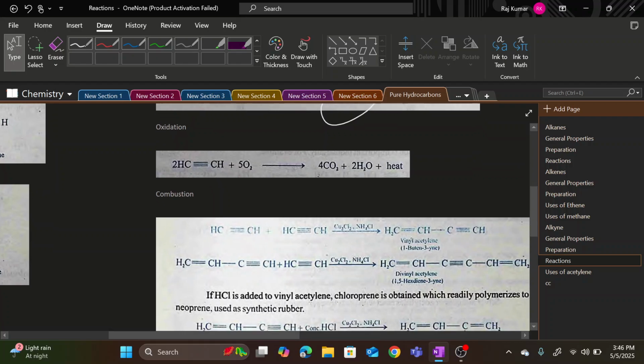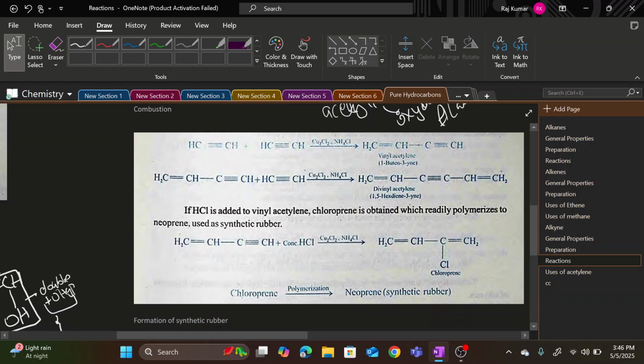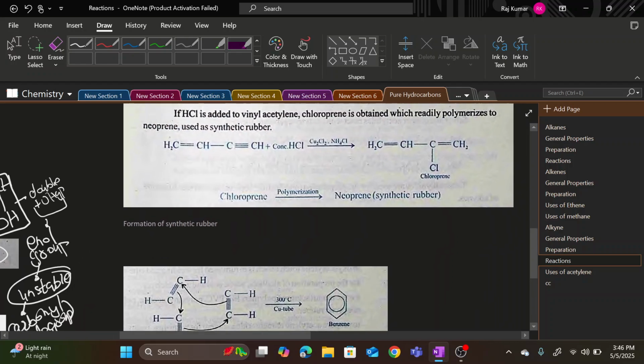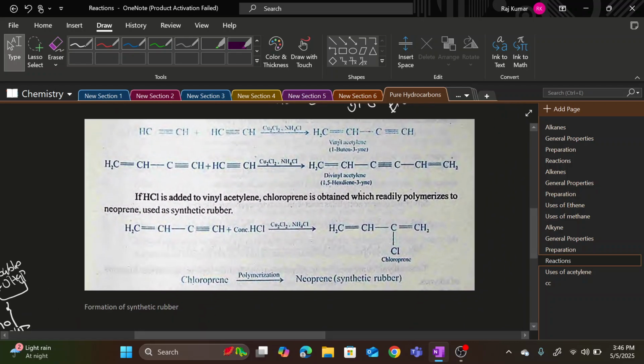Second is combustion. Whenever we are going to combust acetylene, it will produce a flame of oxyacetylene, which is used for welding purpose and for cutting of metals. Oxyacetylene flame used for cutting of metals or welding. After that, we have the polymerization reactions.